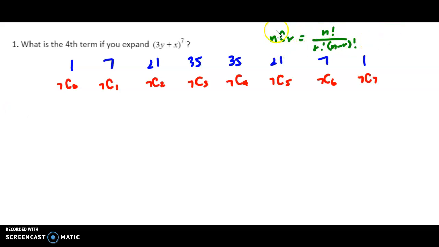Okay, here it is in green. This is the combination formula here. Or if you recall, you can also use your calculator to do nCr here.